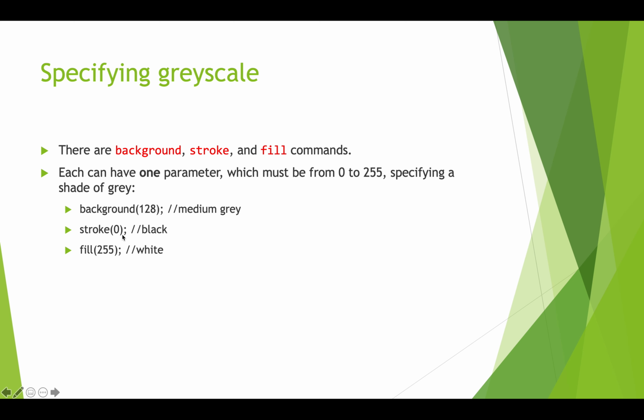Similarly, if we want to change the line color, we use the stroke command, and we can send it one parameter, a value between 0 and 255. If we send it 0, it will set the line to be black. If we sent it 128, then it would set the line to be medium gray. And then similarly for fill for shapes, one parameter again. If we use one parameter, it's going to be a number between 0 and 255. So 255 will set the shape fill to be white.